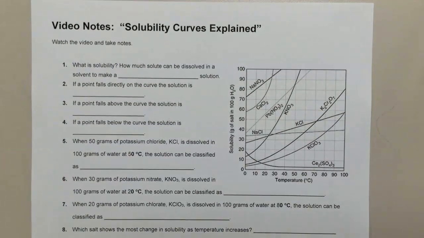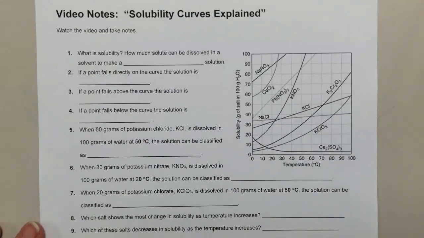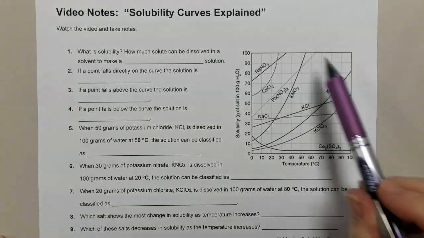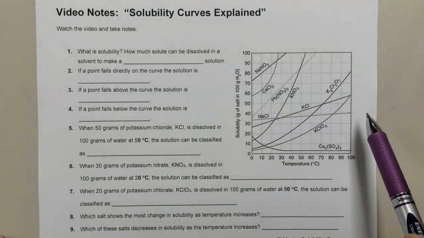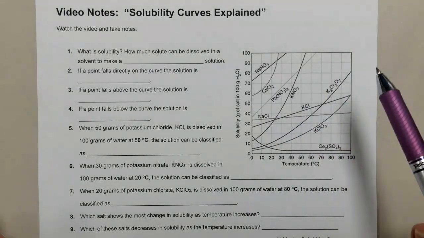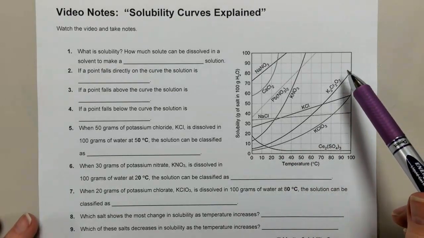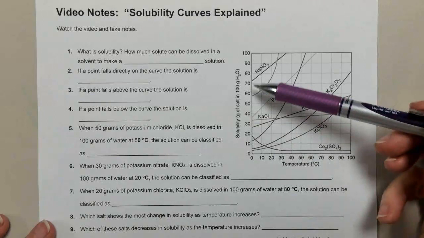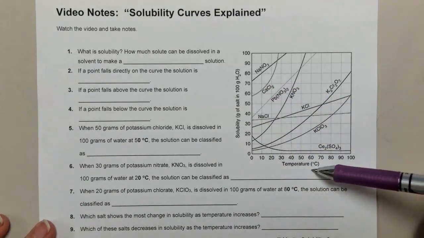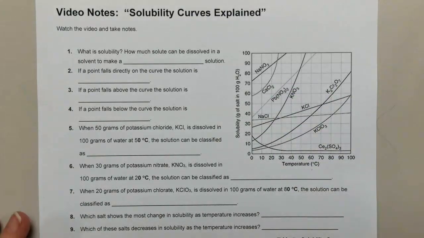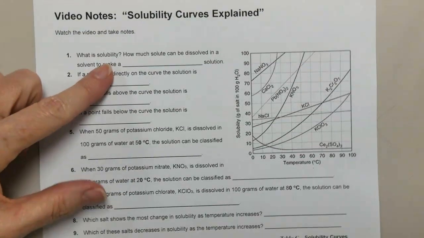Okay, I'm going to go over how to read a solubility curve. So this is solubility curves explained. All right, so here is our solubility curve. What does this tell you? This tells you how much of a substance you can dissolve in a certain amount of solvent at a certain temperature. Okay, so that is the definition of solubility.